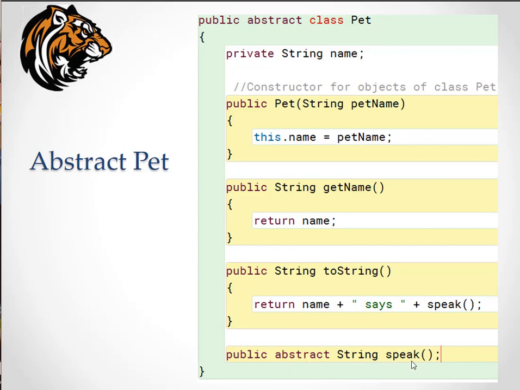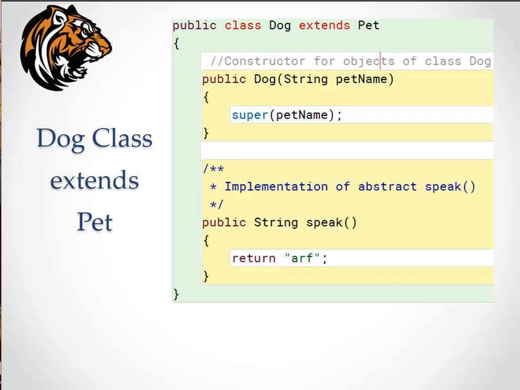However, what an animal says, again, woof or meow or oink, these are all unique to each subclass. So we will make that an abstract method and then define it or implement it down in the subclass. Let's take a look at that.